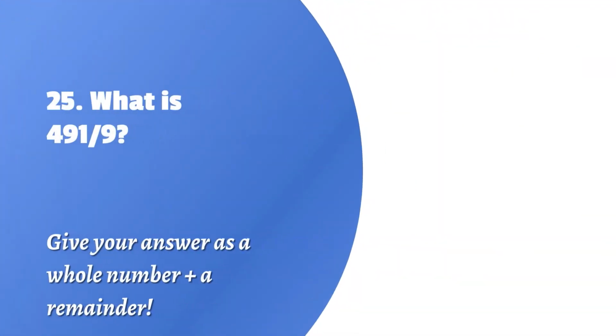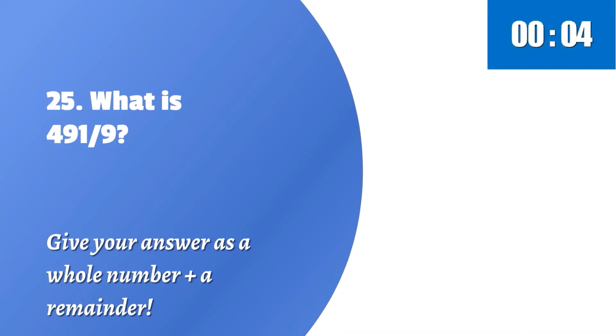Number 25. What is 491 divided by 9? Give your answer as a whole number plus a remainder. Remember, the remainder needs to be less than 9.